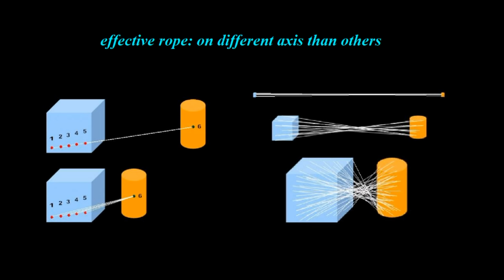But what happens as the cylinder approaches the cube? Because of distance, because only the change in distance, we see more ropes. Each one that was on the same axis before, now they're all on different axes. And what happens is now you have greater tug because every rope is acting independently, what we call an effective rope.